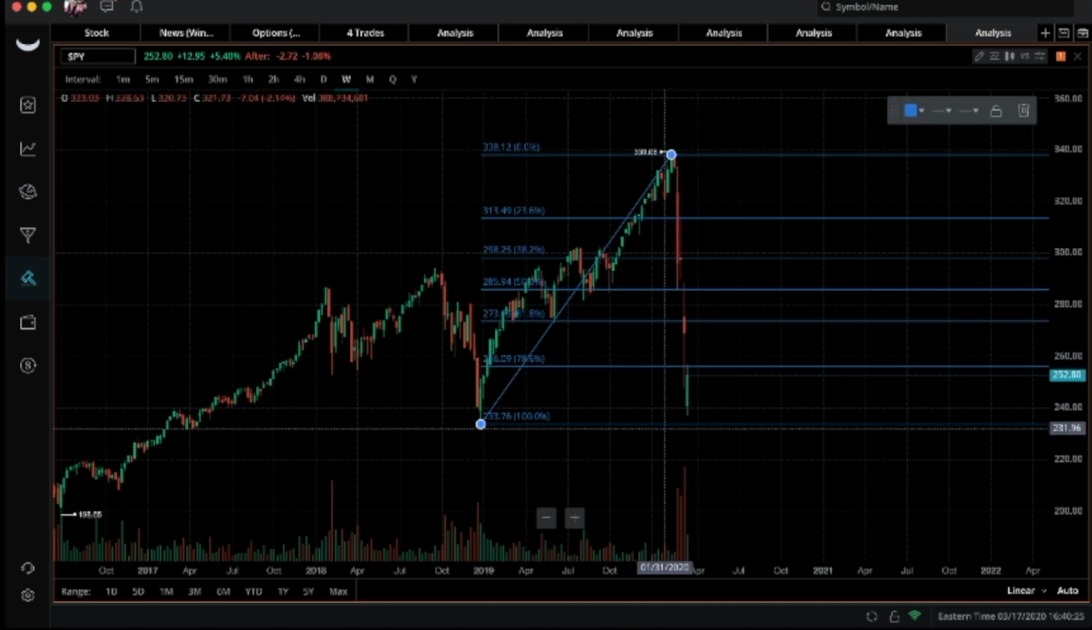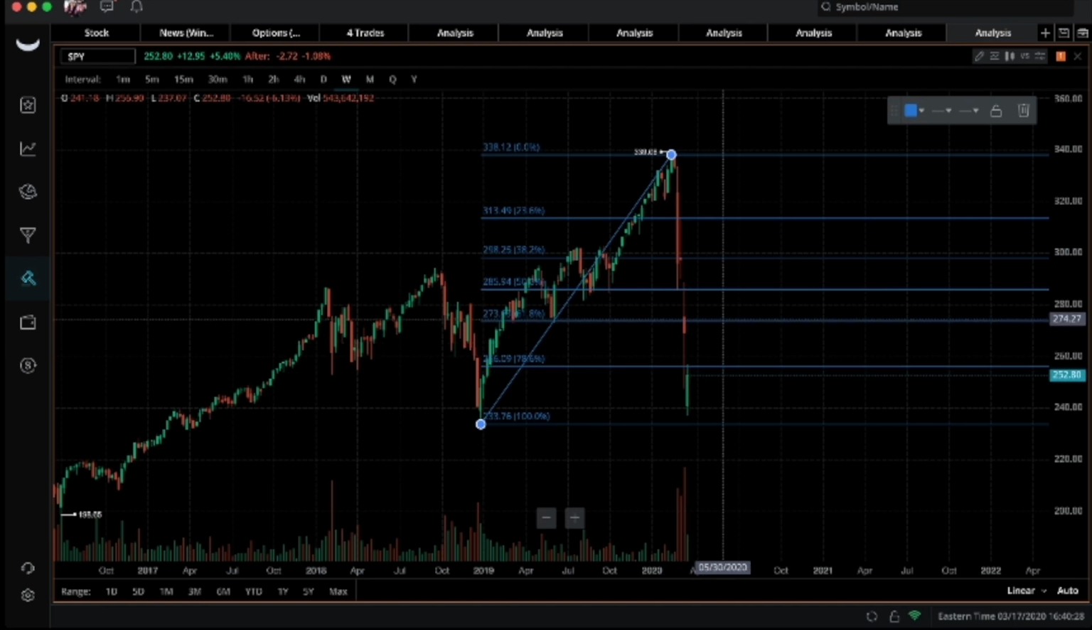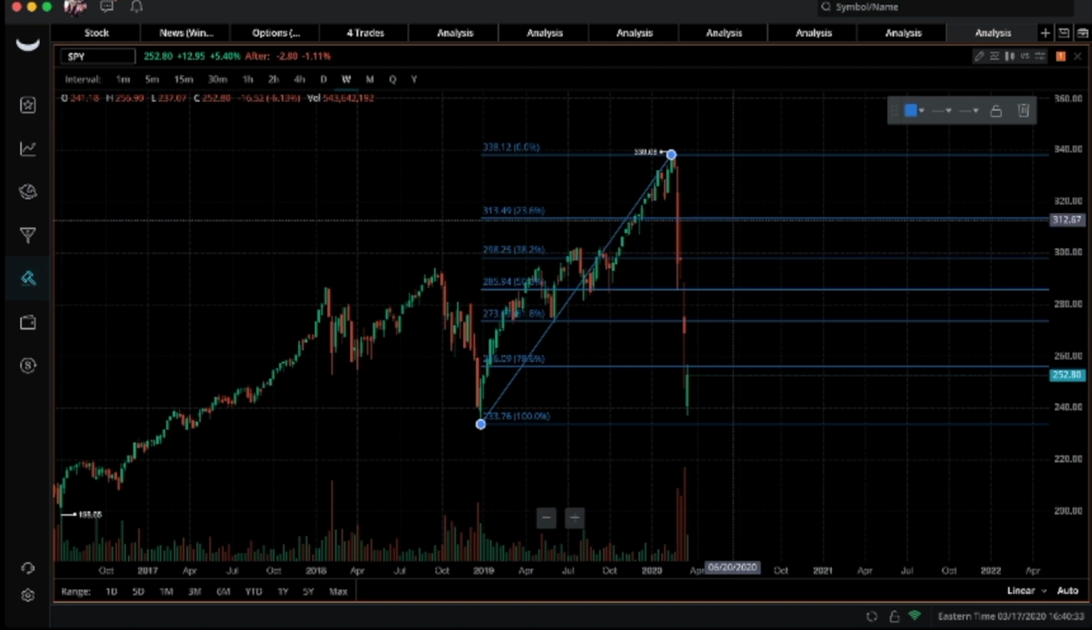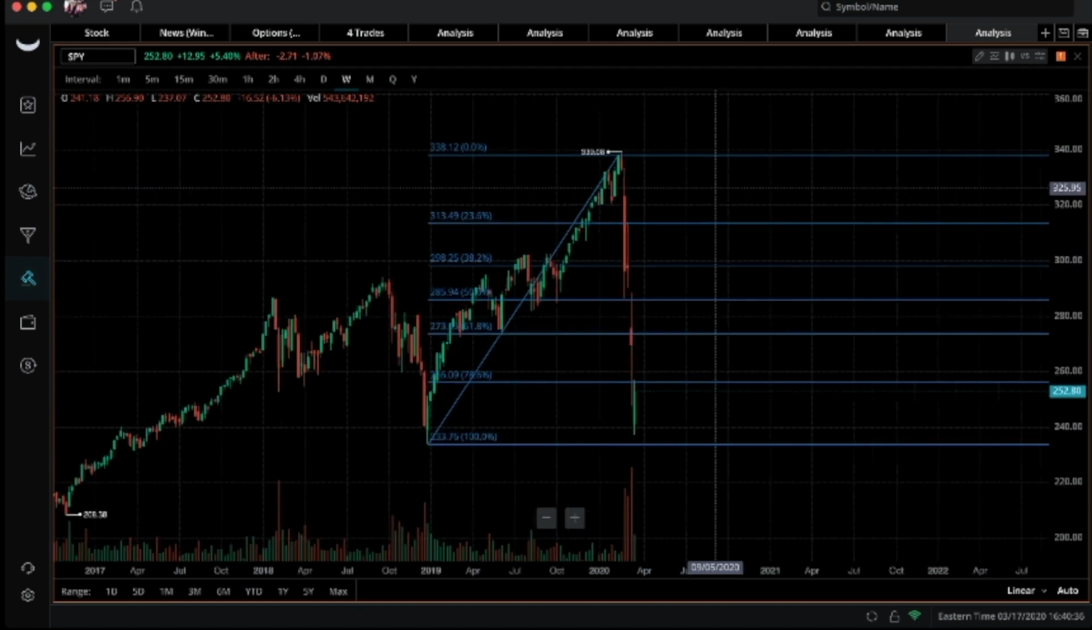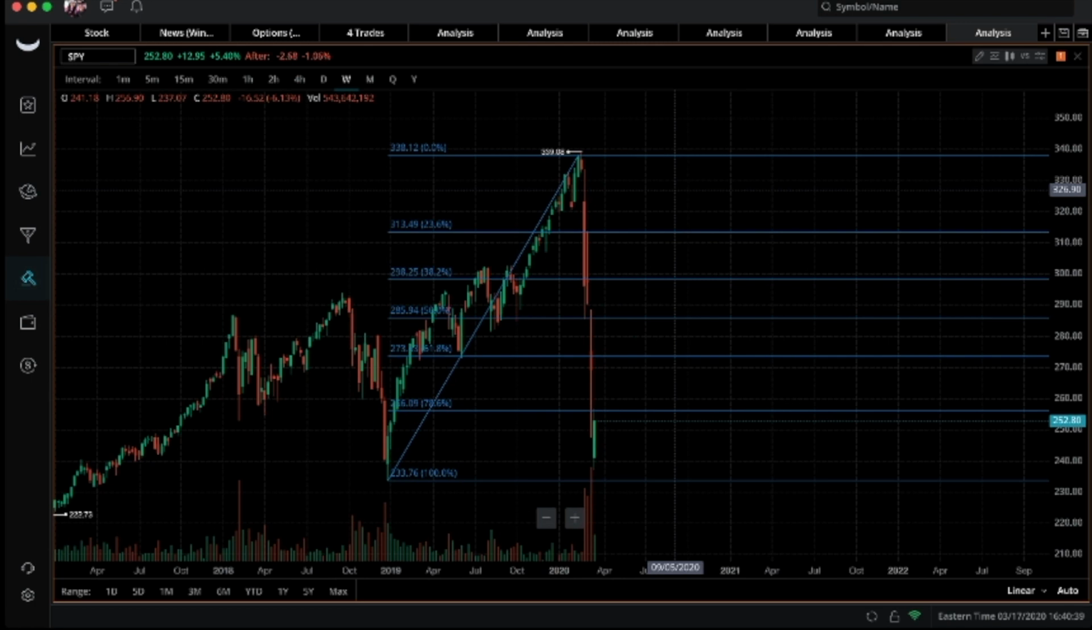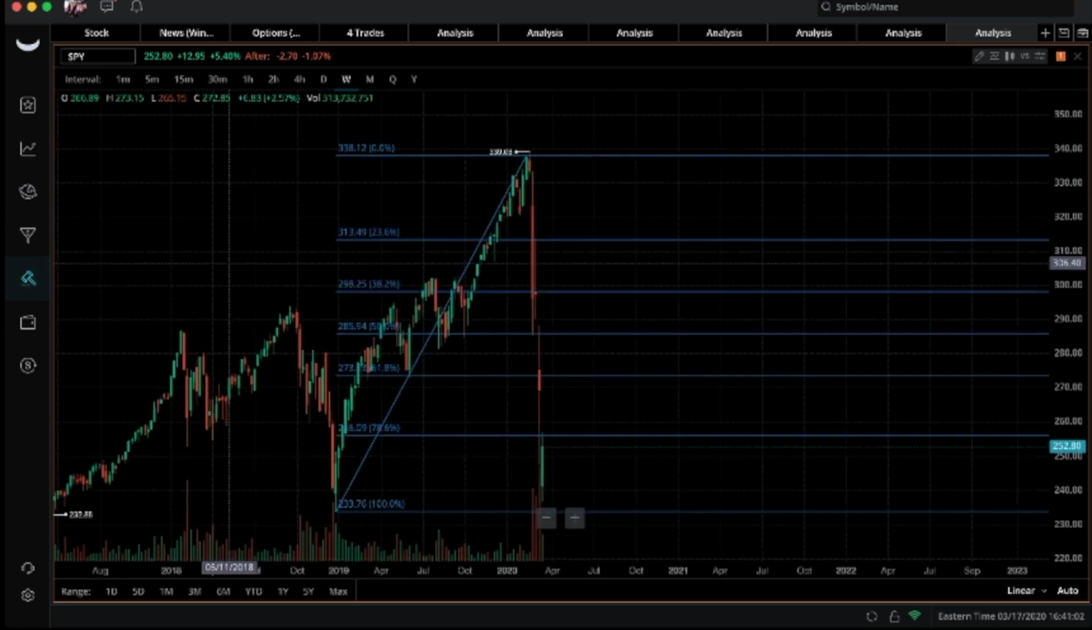But after it bounces off here, it has about a 61% chance of hitting here, 50-50 of hitting here, 38% chance of hitting here, 23.6% chance of hitting here. So this can be a good indicator to use, or not an indicator, a good method of plotting supports and resistances when there's been a big market swing and you really don't know what's going on. All the other supports and resistances haven't really been useful, and you're looking for a decent educated guess. That's about all you're going to get out of Fibonacci.